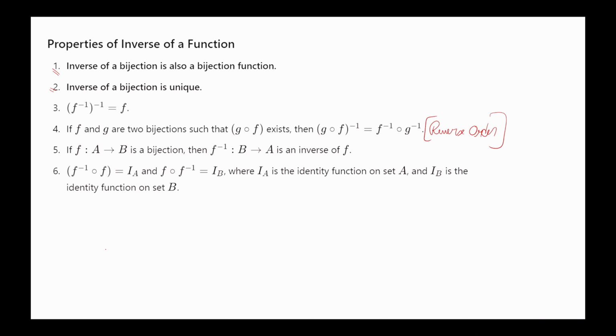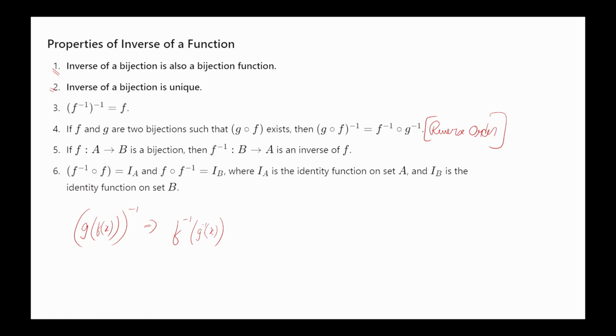Let me write it down once again in a more clear way. Let's say you have g of f of x, and I'm finding out the inverse of this entire function. So how can I write down the inverse of this function? It can be written as f inverse and g inverse, with the composite reversed. So this is how I can write it down. Keep this in mind.